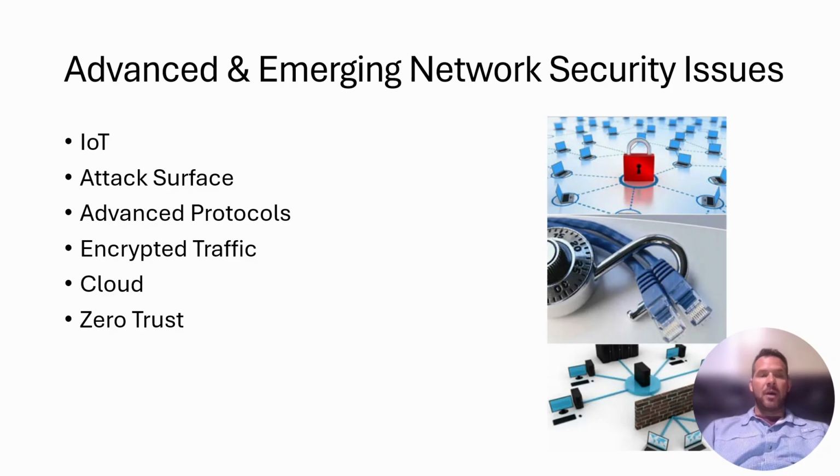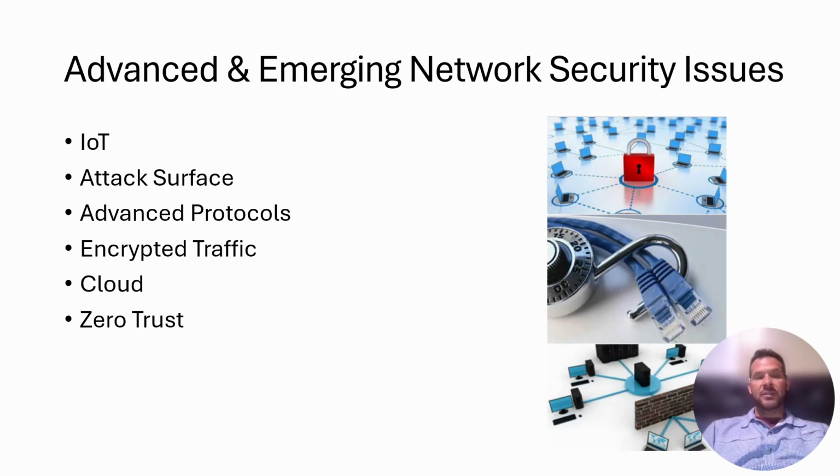All right, so modern networks are increasingly complex due to emerging technologies such as cloud computing, Internet of Things devices, and software-defined networking. One major challenge is the expanded attack surface. IoT devices, for example, often lack strong security controls and can introduce vulnerabilities into the network. Another issue is the use of advanced protocols such as IPv6 and MPLS, which, while improving performance and scalability, also introduce new security considerations such as routing attacks and misconfigurations.